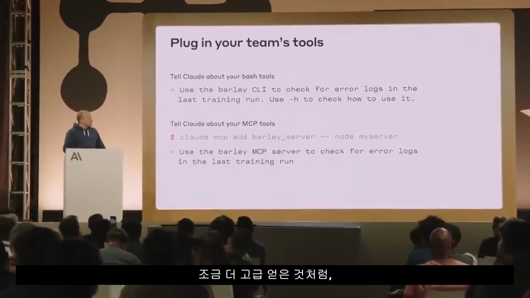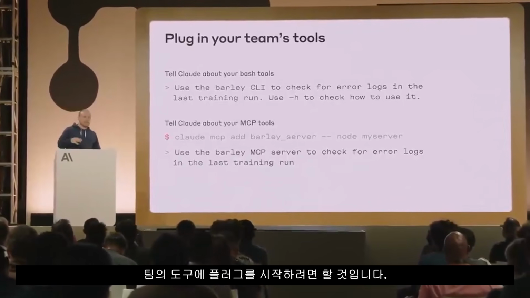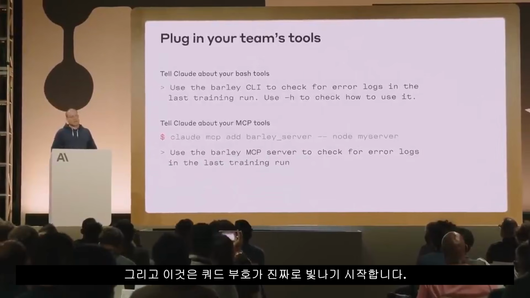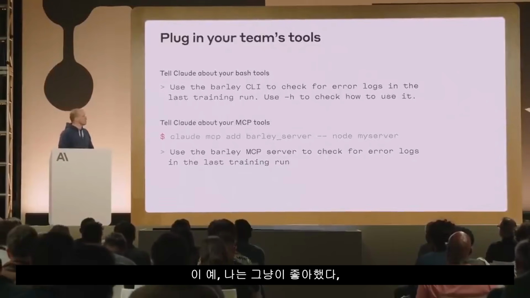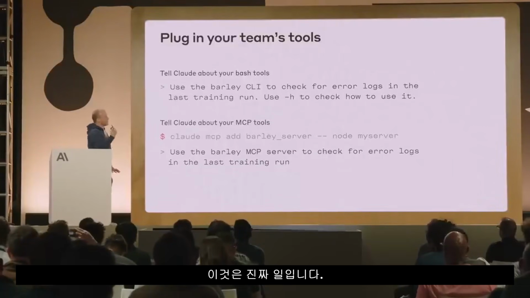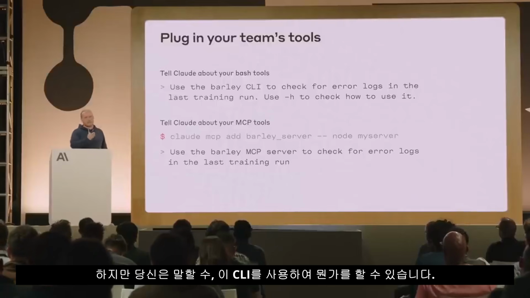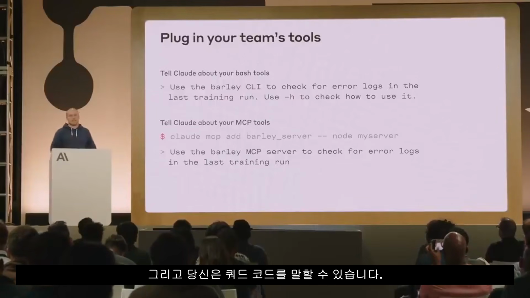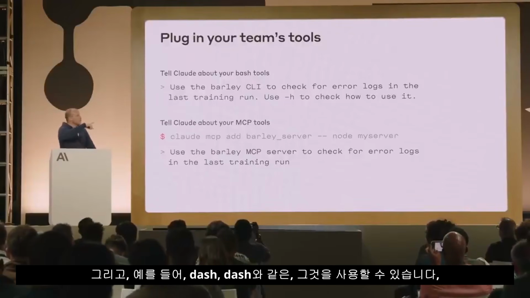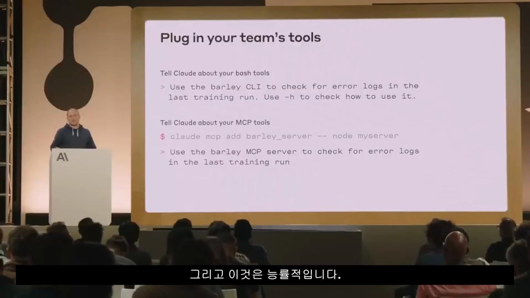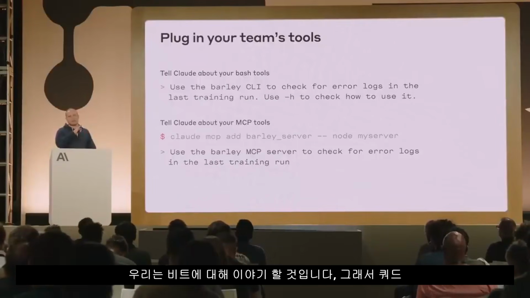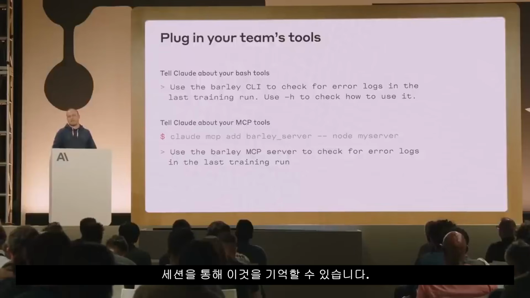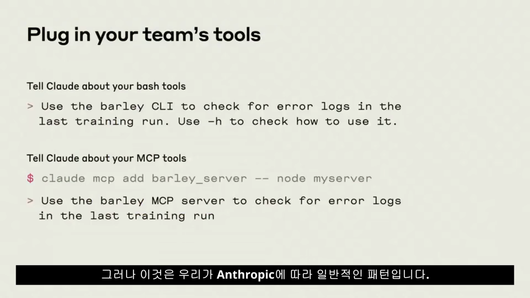As you get a little bit more advanced, you're going to want to start to plug in your team's tools. This is where Claude Code starts to really shine. There's generally two kinds of tools. One is bash tools. An example of this is a made-up Barley CLI. This isn't a real thing. But you can say, use this CLI to do something. You can tell Claude Code about this, and tell it to use, for example, dash dash help to figure out how to use it. This is efficient. If you find yourself using it a lot, you can also dump this into your Claude MD, which we'll talk about in a bit, so Claude can remember this across sessions. This is a common pattern we follow at Anthropic, and we see external customers use too.